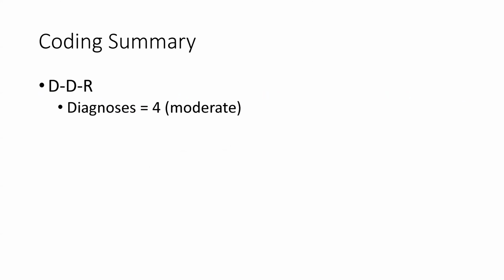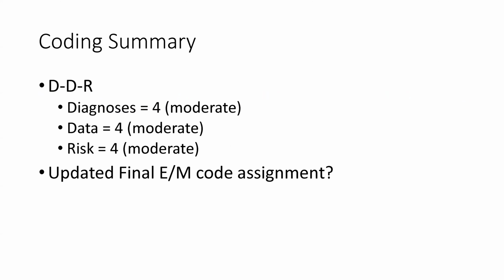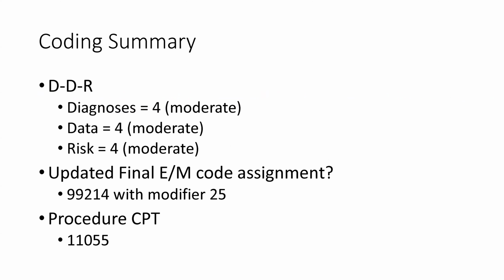All right, so now if we go back to our coding summary, we've still got all those fours. So then it's a 99214 with a modifier 25 attached to that, and your procedural CPT is an 11055. And so how does that translate into work RVUs? Because that really comes down to how much the provider gets paid.